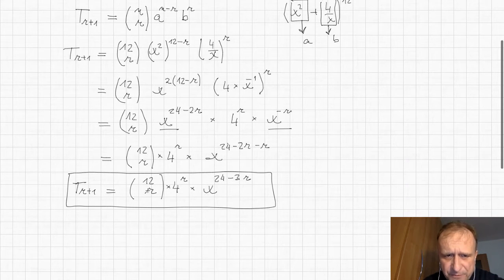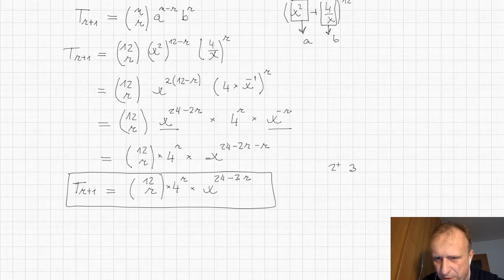So you see, for different values of r, you have x to different powers, and I'm asking what r I should choose to get the power of 6. Okay, so let us ask this question. 24 minus 3r should be 6. I need the power of 6. So what r should I take?